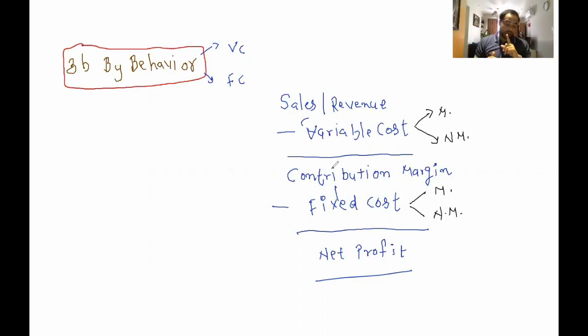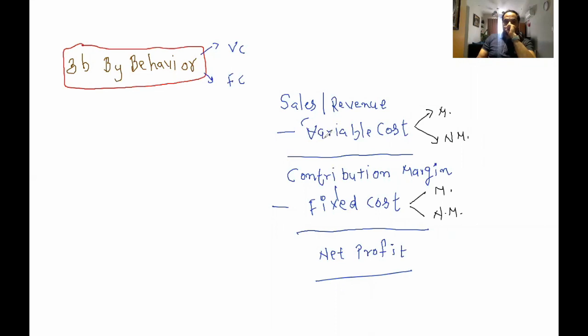Because we're going to have learning outcome 2 next session, or the session after next, it depends. But I think next week we will cover using these two different kinds of formats: income statement by behavior and income statement by function. So remember this, right?